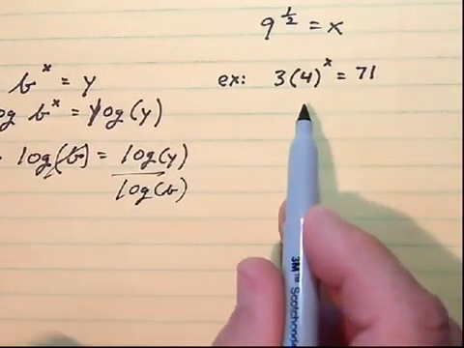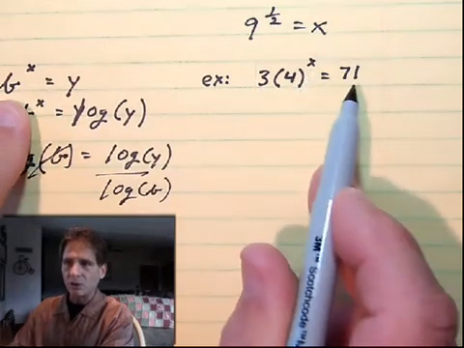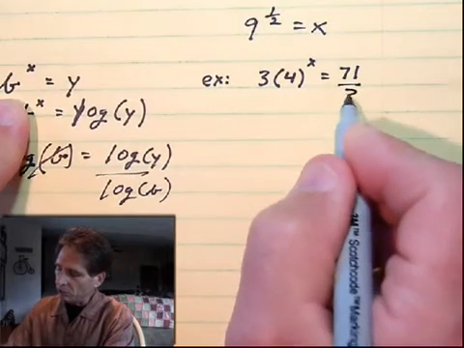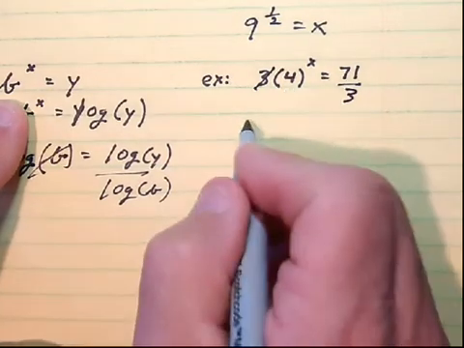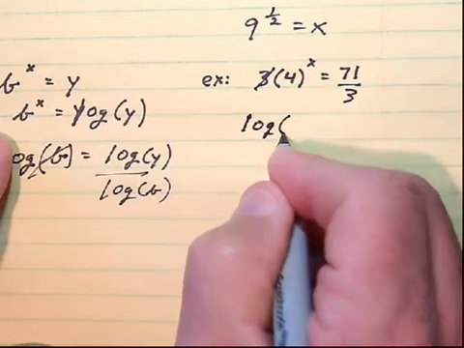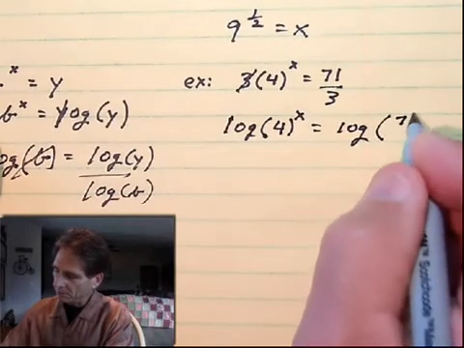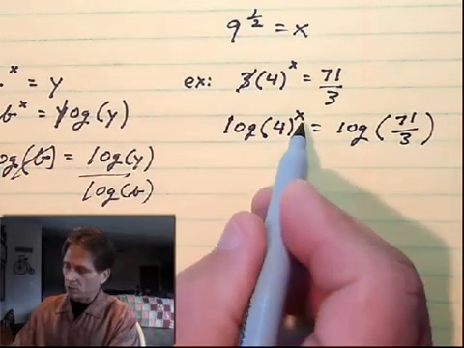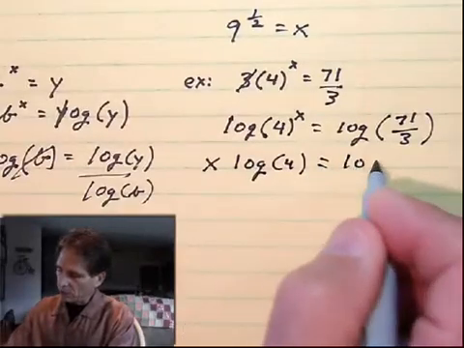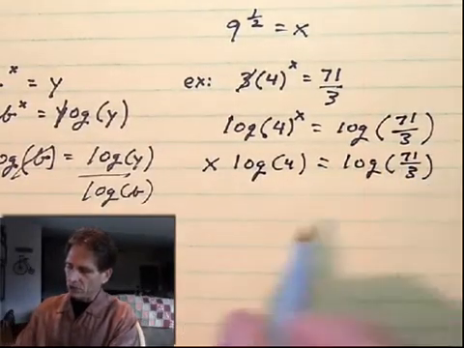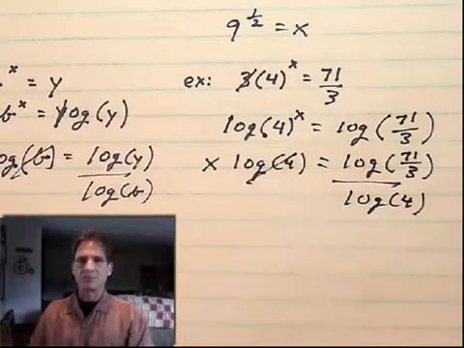For example, this one. First step, because we're looking for a variable in the exponent, is to get it into a base raised to a power equals a value. So we have to get rid of the 3. To get rid of the 3, we use the inverse operation, which is division. Now that it's in this form, we'll take the log of both sides. And I usually do this and apply the power property all in one step. Apply the power property, which would make this x times log 4 equals log 71 over 3. Final step would be to divide both sides by log of 4 and use your calculator to find out what x is.